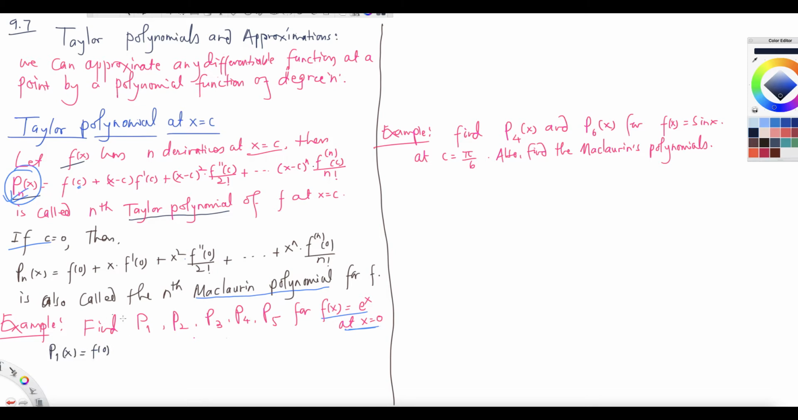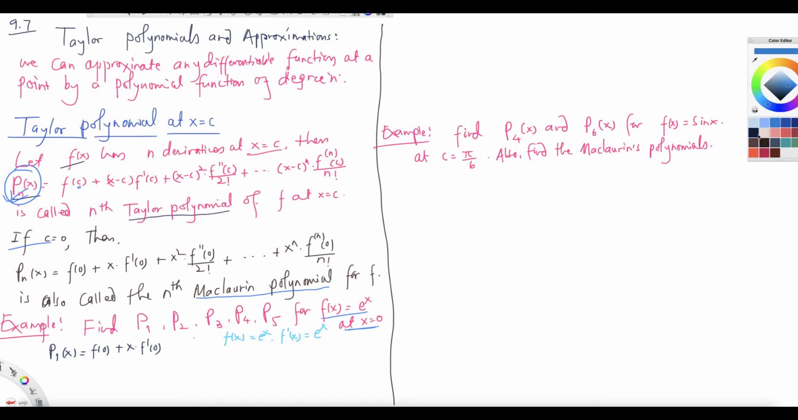f at 0, because c equals 0. Okay, and then plus x times f prime at 0. But what is our f of x? Our f of x is equal to e to the x, right? What will be f prime of x then? f prime of x is also e to the x, right? Now you plug in 0 for x. What do you get? You get f at 0 is e to the 0, that is 1, and f prime at 0 is also e to the 0, that is also 1.